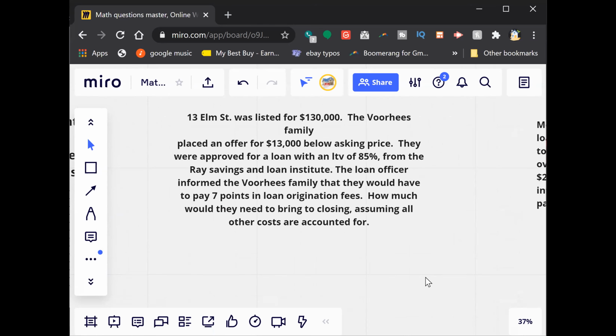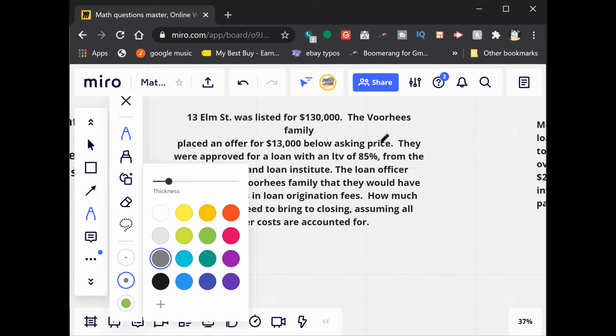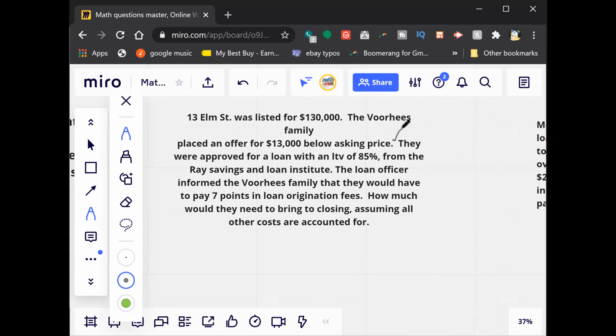13 Elm Street was listed for $130,000. The Voorhees family placed an offer for $13,000 below asking. And just so you know, not included in this question, it was accepted. They were approved for a loan with an LTV of 85% from the Ray Savings and Loan Institute. The loan officer informed the Voorhees family that they would have to pay 7 points in loan origination fees. How much would they need to bring to closing, assuming all other closing costs are accounted for?